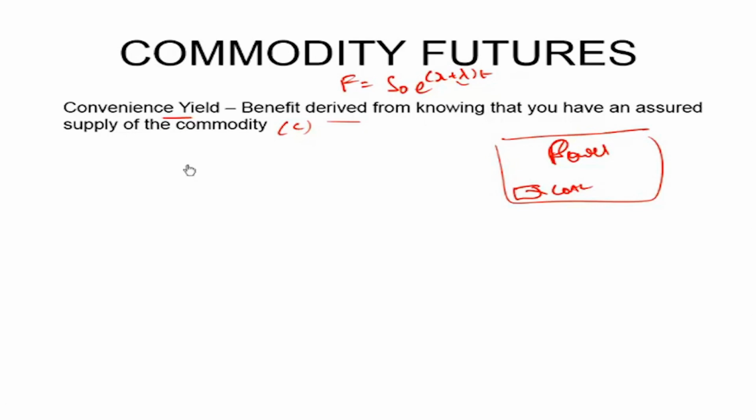So the fair forward price is actually equal to the spot price into e raised to the power (r plus the storage cost minus the convenience yield) into T. That is, it may incur storage cost, but if there is a good convenience yield, then the forward price may not be that high. So convenience yield is being subtracted like the dividend yield or like any other benefit. Dividend yield is the benefit that we get from the stock. Convenience yield is the benefit that we get from the commodity. So this is how we derive the fair forward price of a commodity.